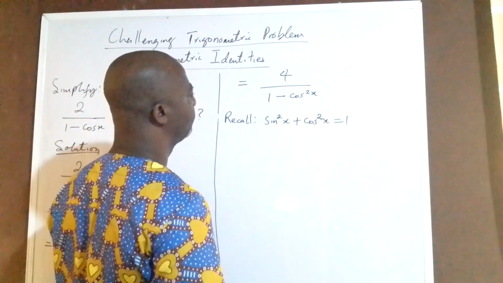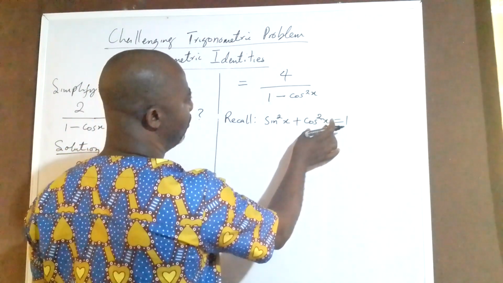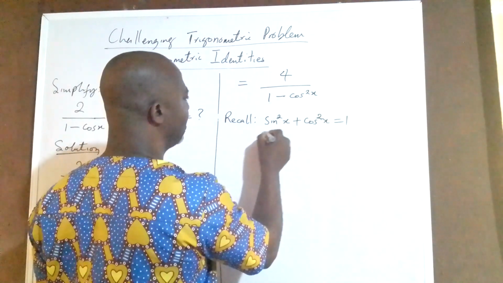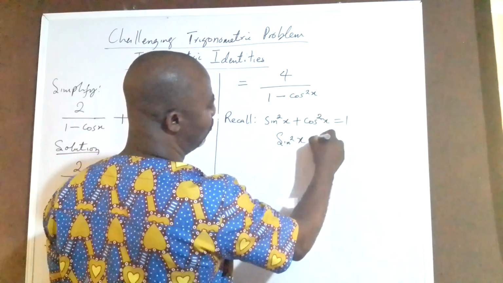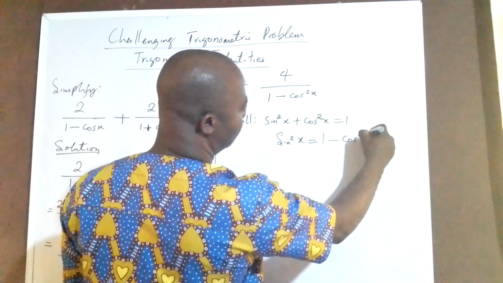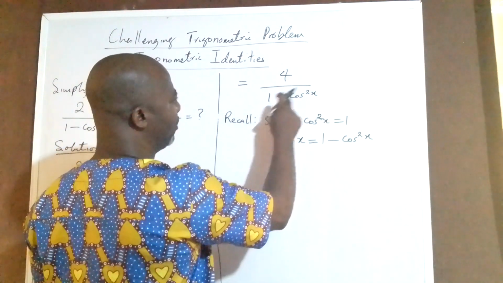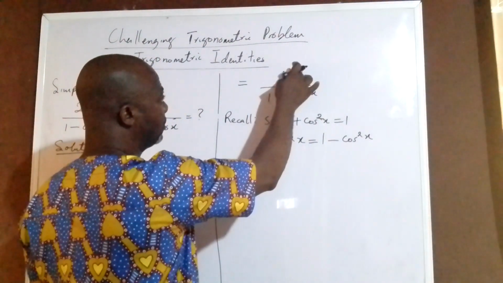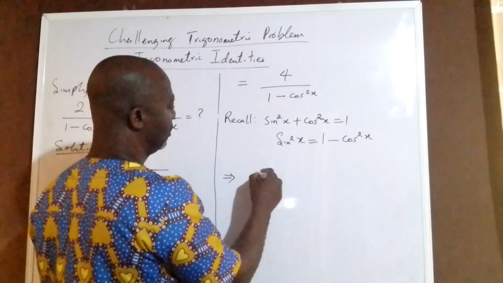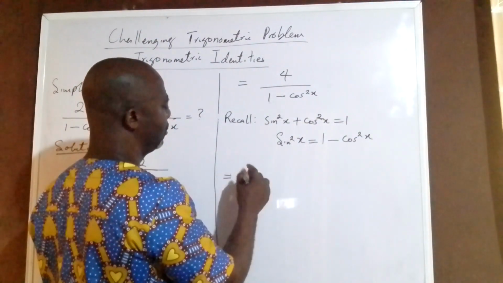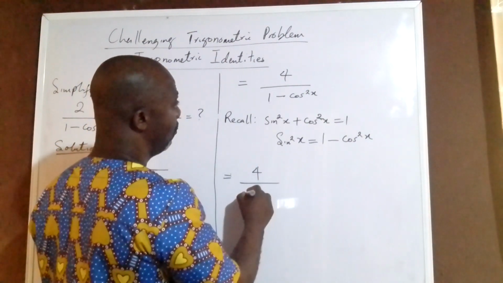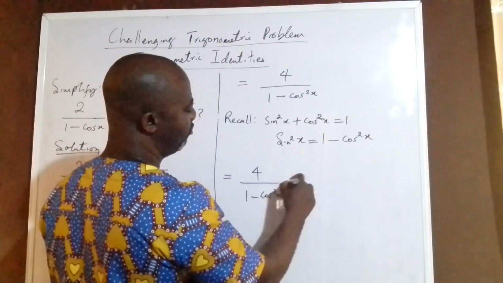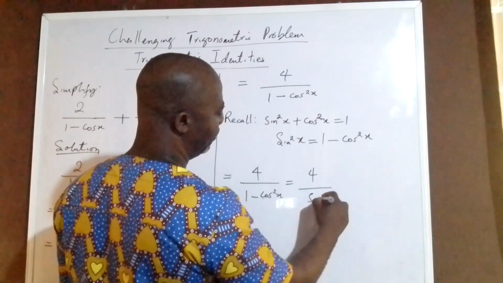And then from here, since we are looking for a substitution for 1 minus cos squared x, sine squared x will give us 1 minus cos squared x. So in place of 1 minus cos squared x, we are going to put sine squared x. So this becomes 4 over sine squared x.